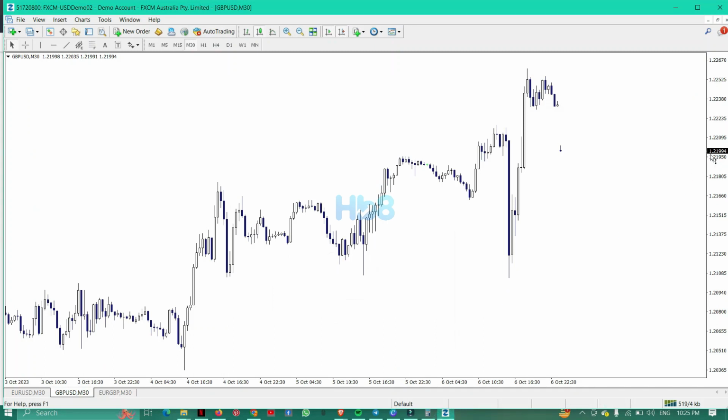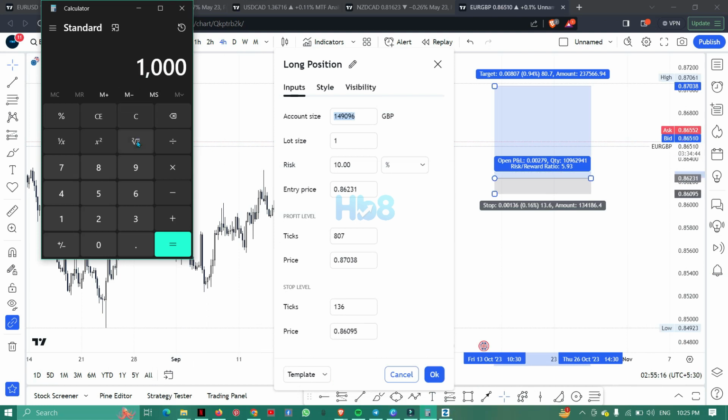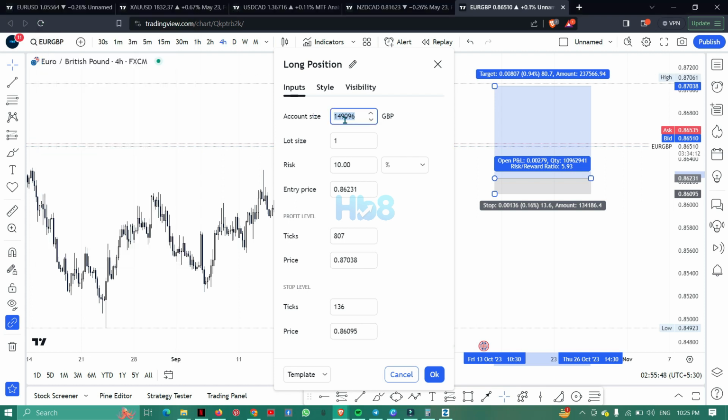So if 1 GBP is equivalent to 1.21994 USD, then how much is 1,000 USD equivalent to? You're simply going to divide your account balance, which is 1,000 USD, by the current price of GBP USD, which is 1.21993. And there you have 819.719. That will be your account balance in GBP. That is all, it is simply converting your USD balance to GBP balance. I believe this is faster than having to go to another website to run these calculations.